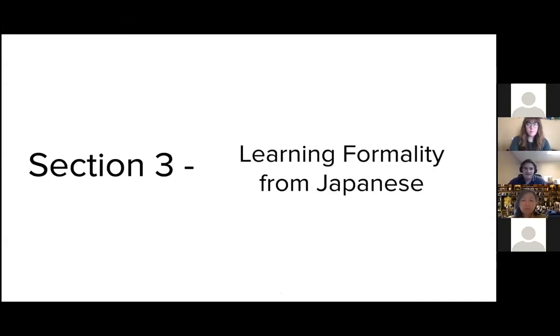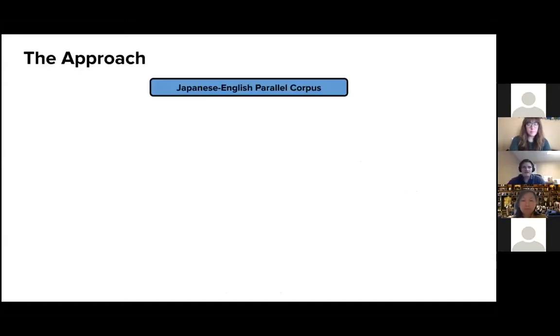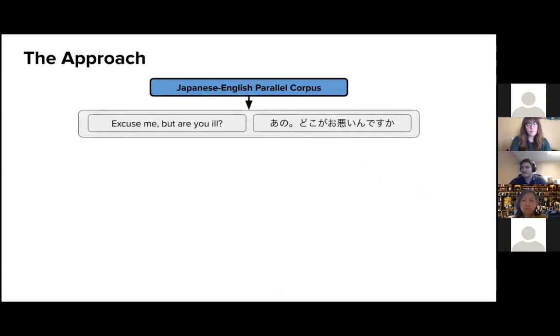So I propose that we can use Japanese to fix this. Here's the overview of the approach that we're going to take. We're going to take a Japanese-English parallel corpus, and this is a corpus of sentences that are translated. So we have English sentences, and we have the translated Japanese versions.